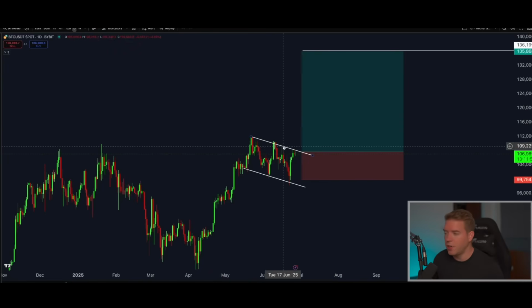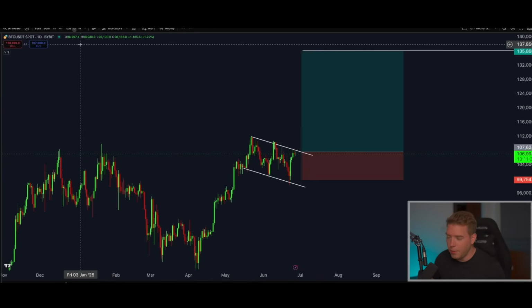The bull flag has not really changed. We are here in the top range of that downward sloping channel, which is forming a bull flag. We are currently slightly below our entry at $107,623. The $107,000 level is currently really important.